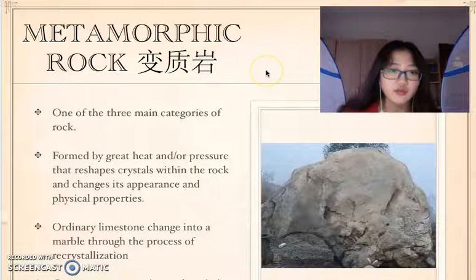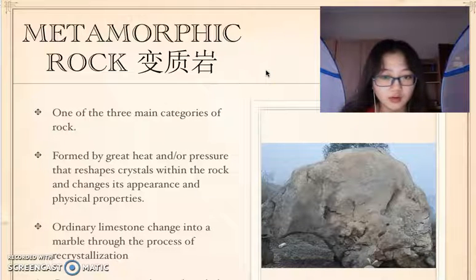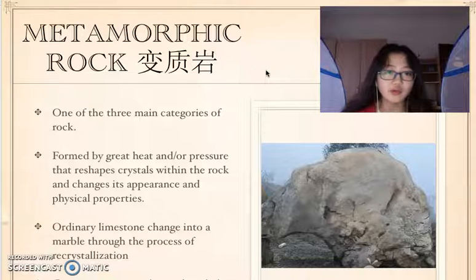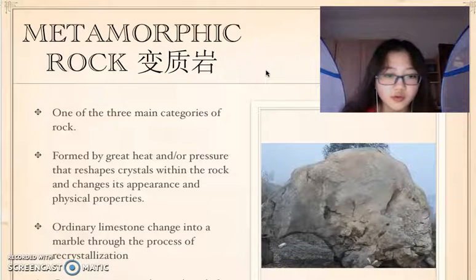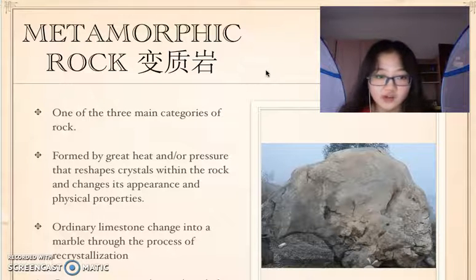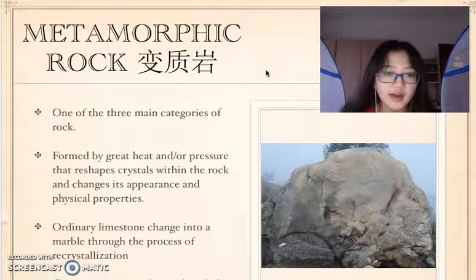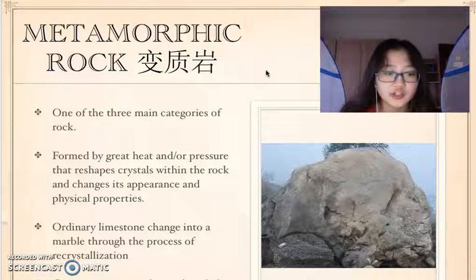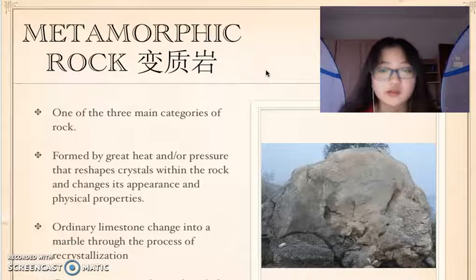Let's look at the third rock, the metamorphic rock, and in Chinese it is 变质岩. Metamorphic rock contains a lot of beautiful rocks, and it is also one of the three main categories of rock. Metamorphic rock is formed by great heat or pressure that reshapes the crystals within the rock and changes its appearance and physical properties.